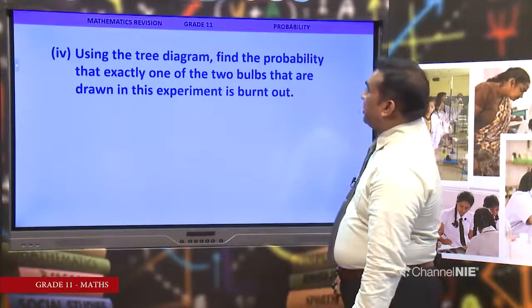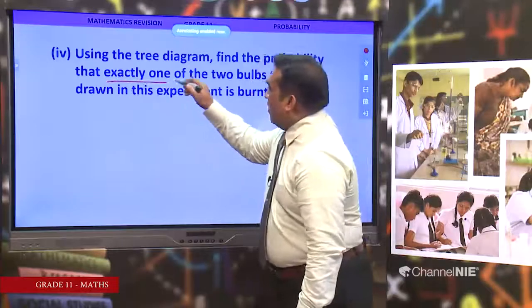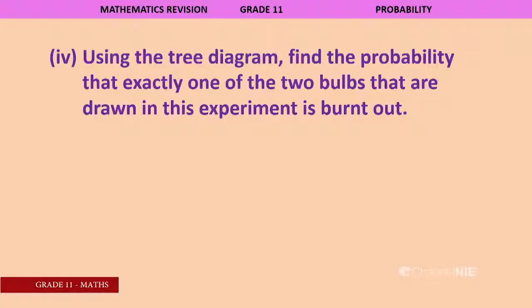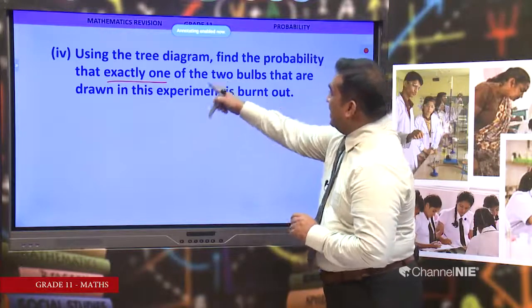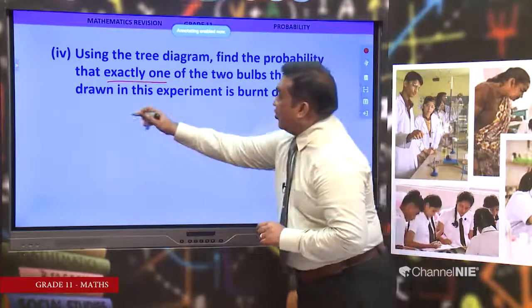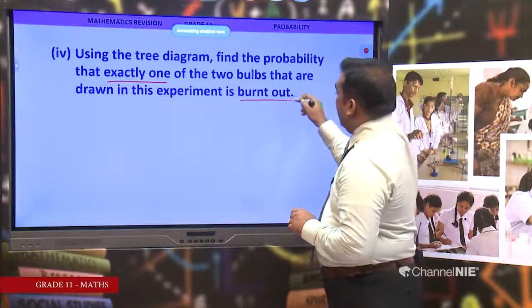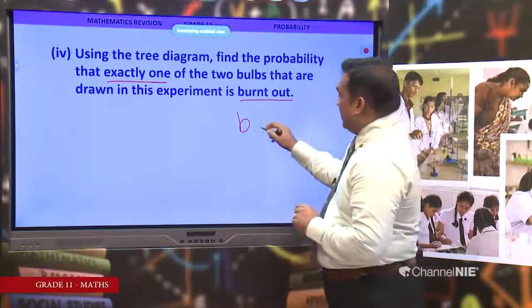Using the tree diagram, find the probability of exactly one of the 2 bulbs drawn in the experiment is burnt out. Exactly one. Not at least condition. Not at least condition here. Right? Then exactly one. It means only one. Here they ask find the probability of exactly one of the 2 bulbs drawn in this experiment is burnt out. It means compulsory letter B there. Only one letter, right, in the event.